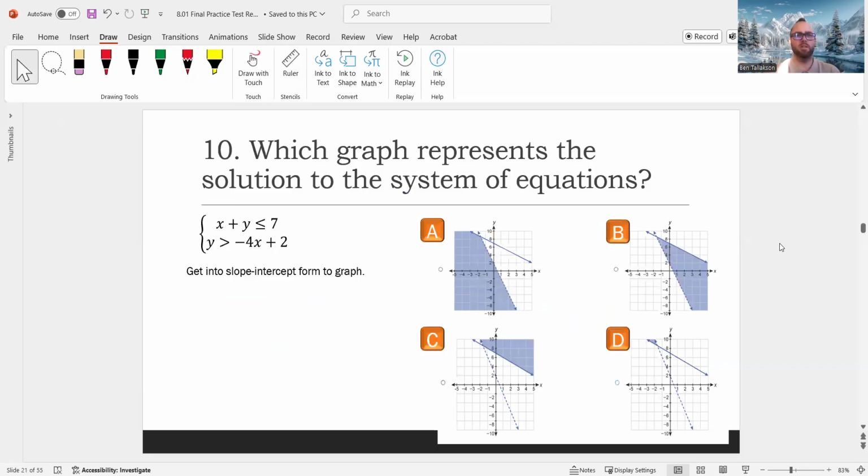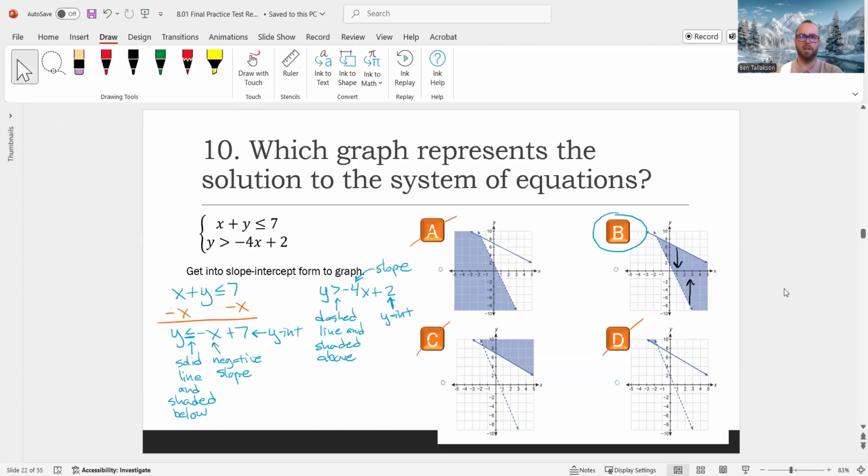Okay, last problem for the day. Which graph represents the solution to the system of equations? There may be something you need to do first. And I put that on the board for you, so make sure you read the helpful clues before you try this.